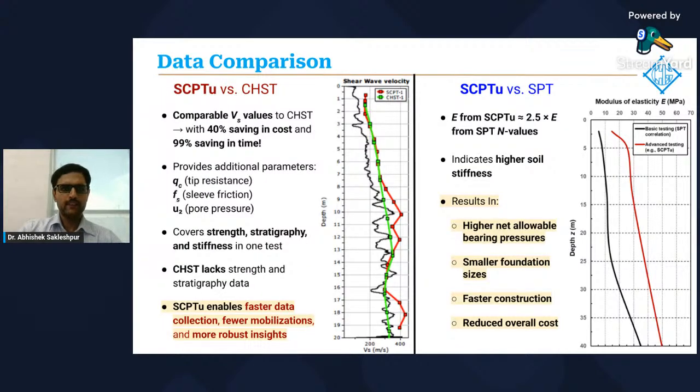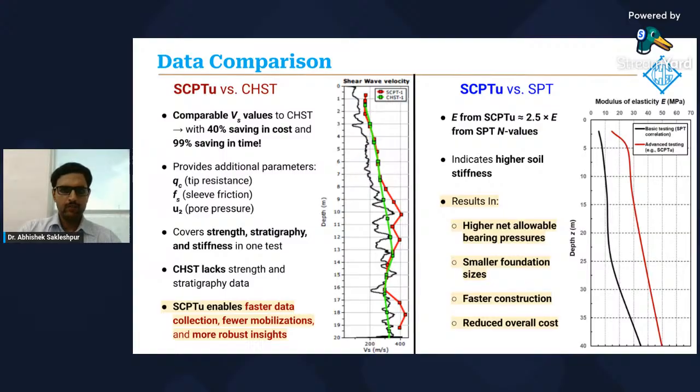This slide compares the data collected from the seismic CPTu with data from crosshole seismic test. So here in the plot, what you see is shear wave velocity with depth. The solid line is the interpreted shear wave velocity from CPT correlation. The red line is the measured shear wave velocity from a seismic cone penetration test. And the green line is the measured shear wave velocity from a crosshole seismic test. So we can see that the results are in good agreement with each other.